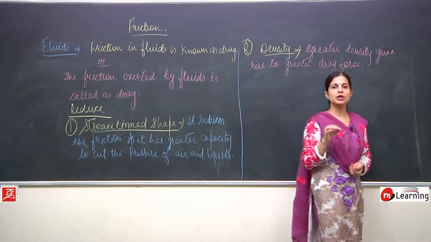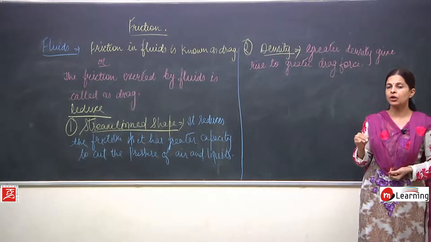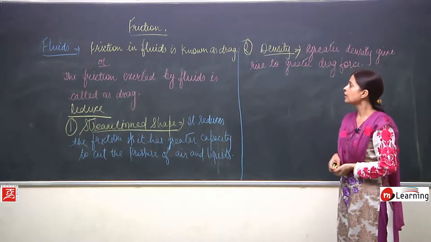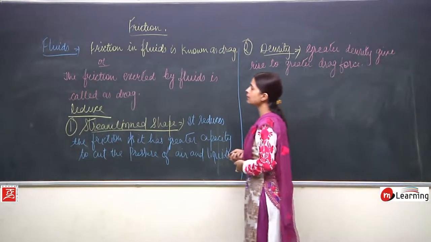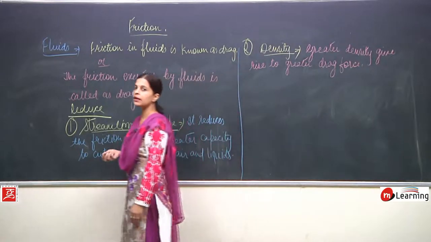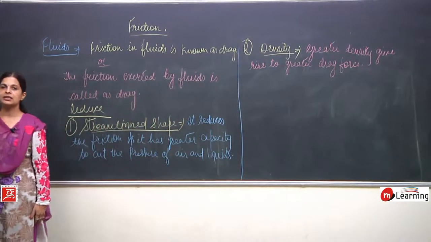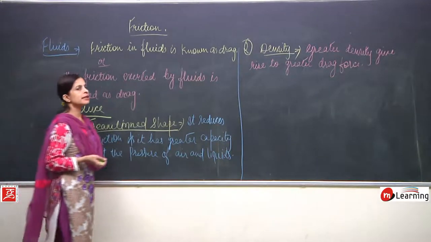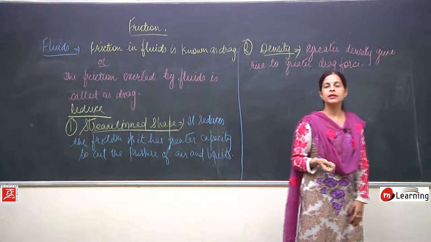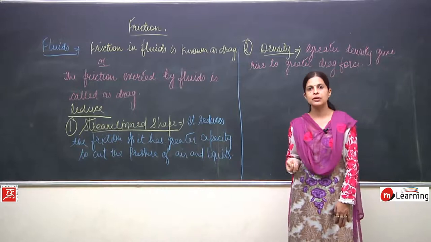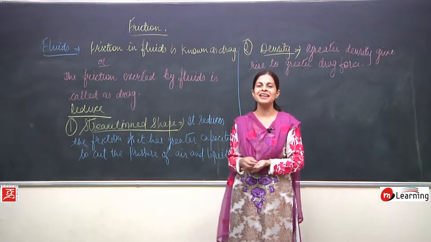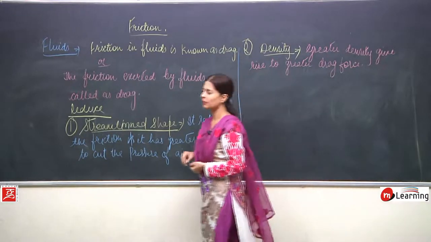Fluids exert pressure, that is a separate thing, but here we are talking about how fluids exert friction also. The friction exerted by a fluid is called drag. It can be reduced if the shape is streamlined. And drag is also affected by the density of the liquids, isn't it? If the density is more, then the drag also gets increased. Now we'll talk about the other topic.